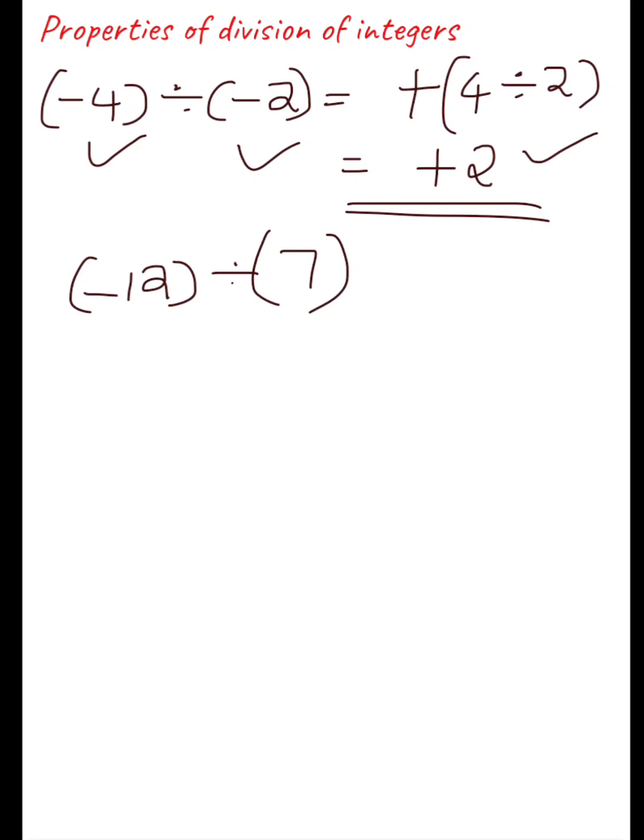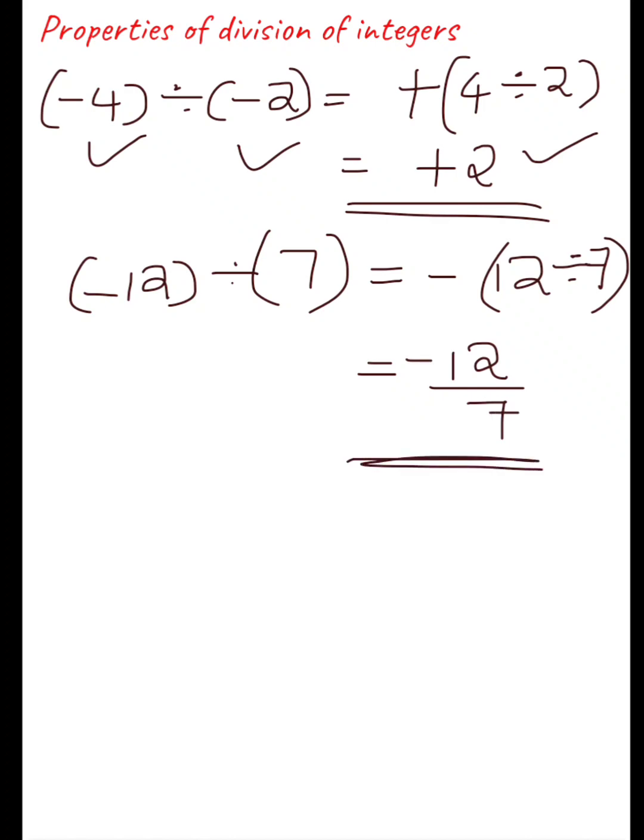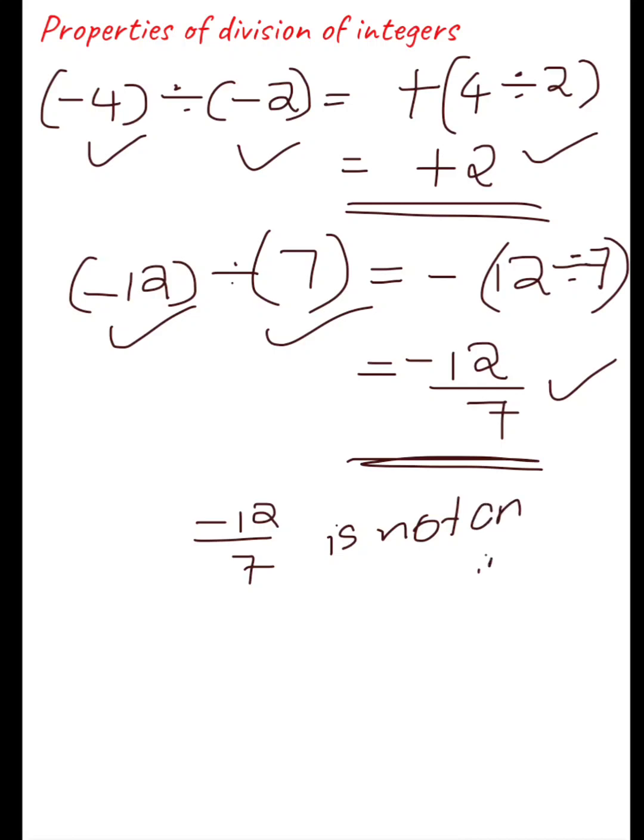So what you have to do, you have to divide them as whole and put the negative sign, because here one is negative and one is positive, so in the answer we will get a negative sign. So what will be the answer? 12 divided by 7 means you have to write it this way, so the answer will be minus 12 by 7. So here also we have taken two integers, minus 12 and 7, and we have divided them, but in the answer, is minus 12 by 7 an integer? No, minus 12 by 7 is not an integer.